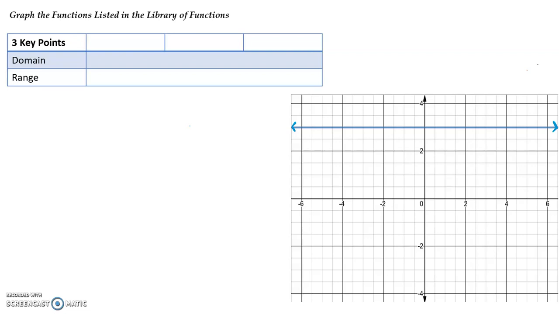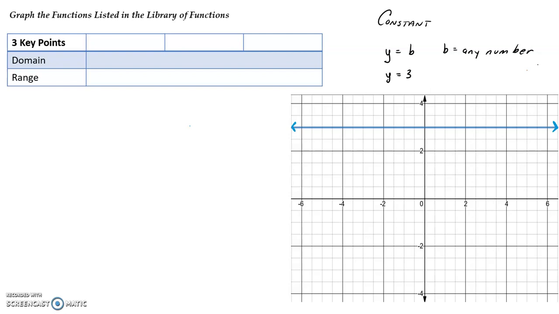Let's go ahead and take a look at the graphs in the library of functions. The first one we're going to start with is our constant function. And this one's going to be in the form y equals b. B in this case can be any number.